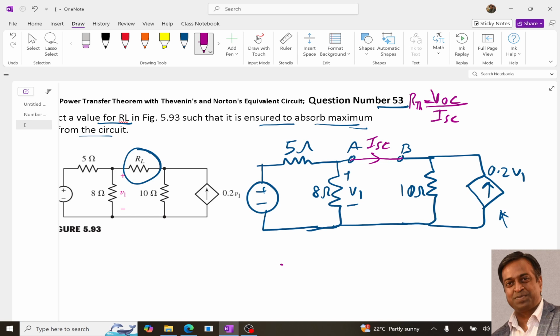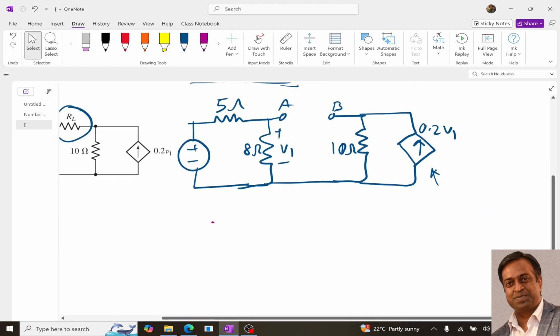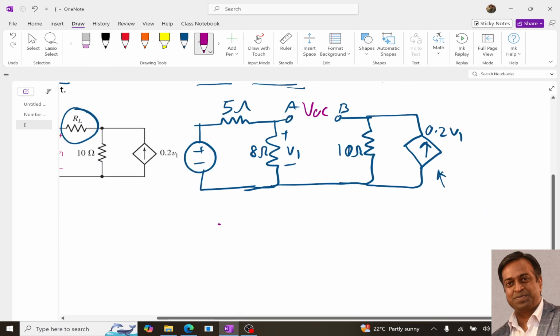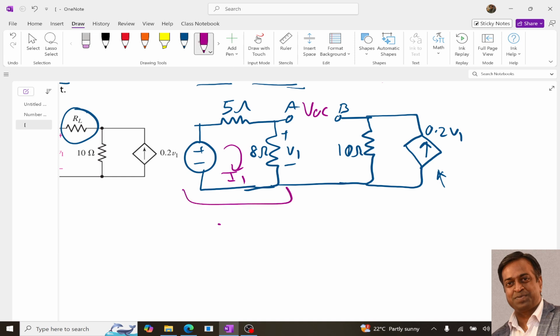So let's see. Let's first determine the VOC, the open circuit voltage. To determine it, first of all we will take the loop current to be I1. Because the AB terminals are disconnected, this part of the circuit and that part of the circuit are not connected to each other directly. But they are connected with the help of this V1, because this dependent source is controlled by this V1.